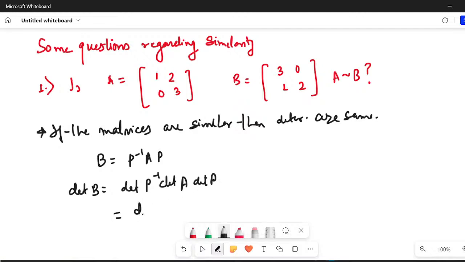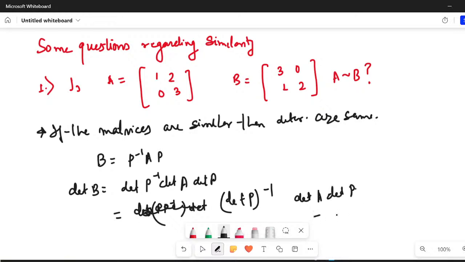Determinant is multiplicative, so determinant of P inverse is determinant of P raised to power minus 1, then determinant of A, and then determinant of P. So I'll simply get determinant of A. So determinant of B is equal to determinant of A. So if the matrices are similar, then they are bound to have the same determinant.